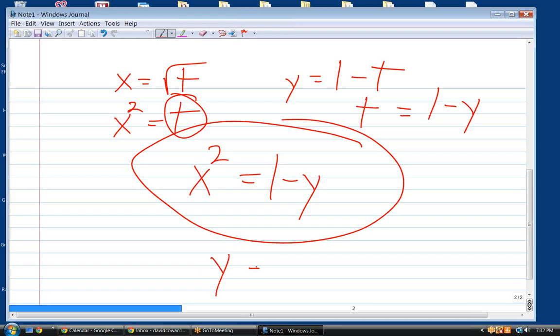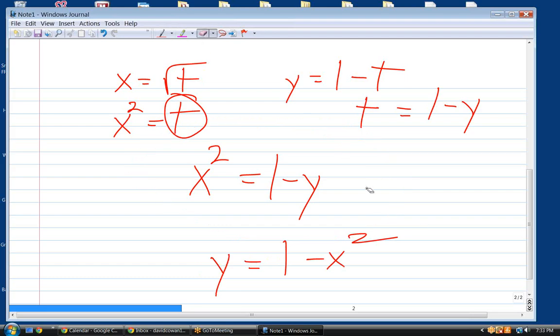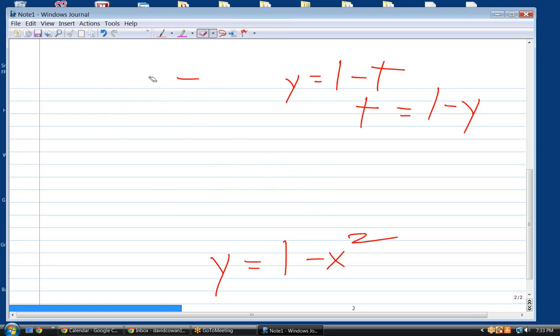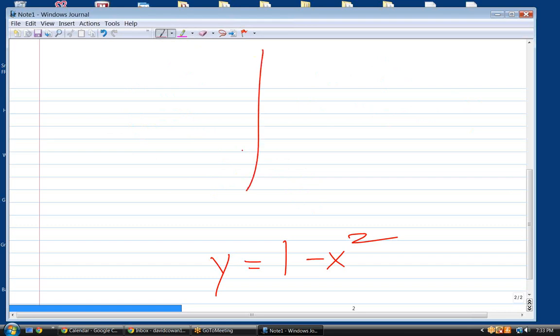As far as graphing it, that means y equals 1 minus x squared. We know how to graph that, right? In other words, that's an upside down parabola that's been shifted up 1. Upside down parabola would be that. Shifted up 1 would be that. Now, is that the same? We graphed it after we had eliminated the parameter.